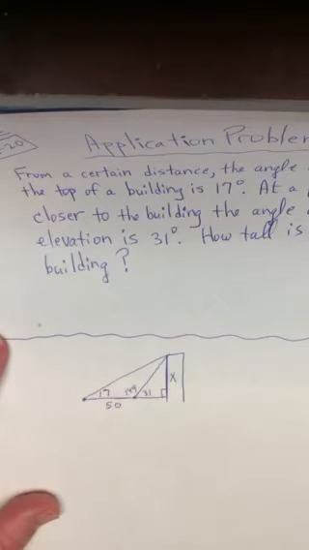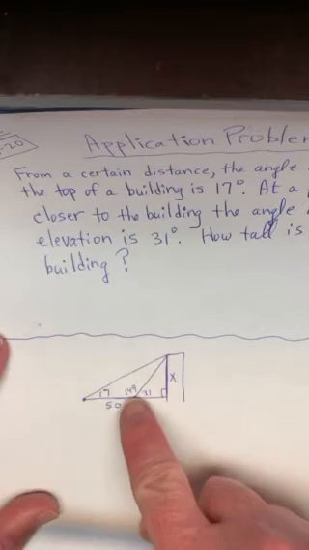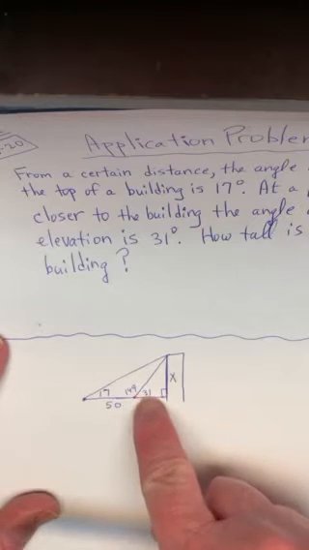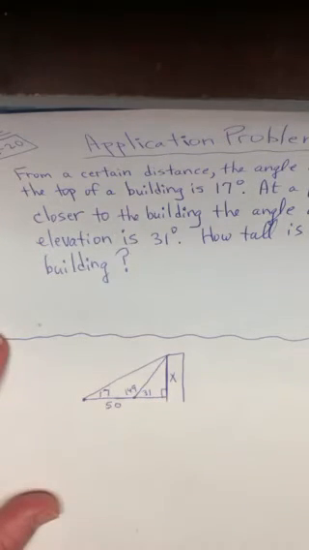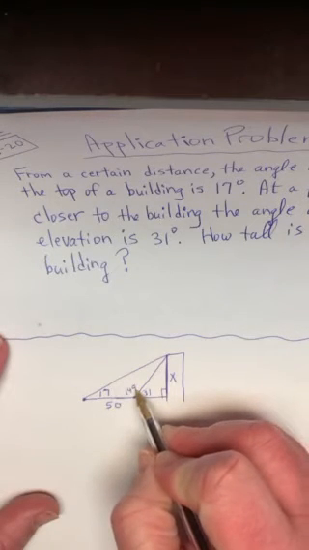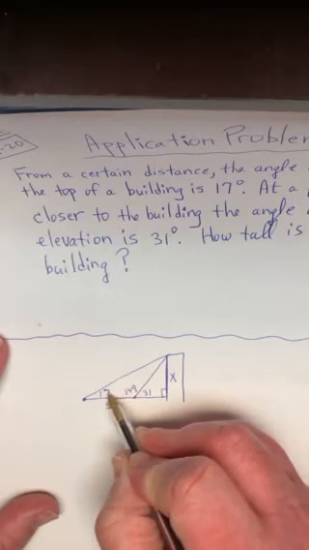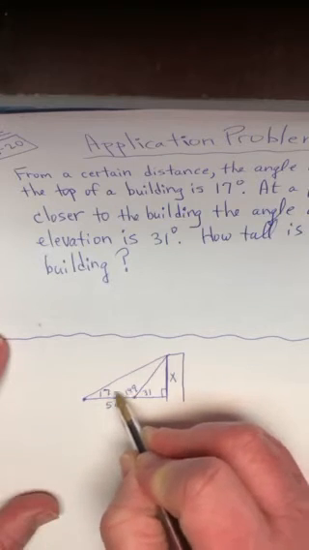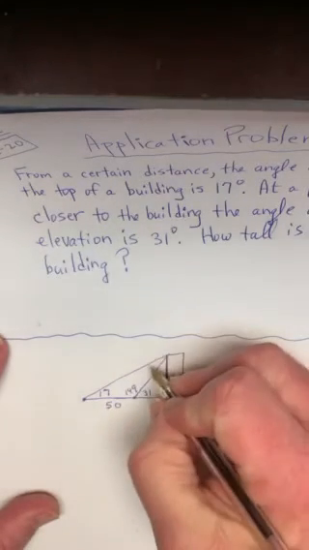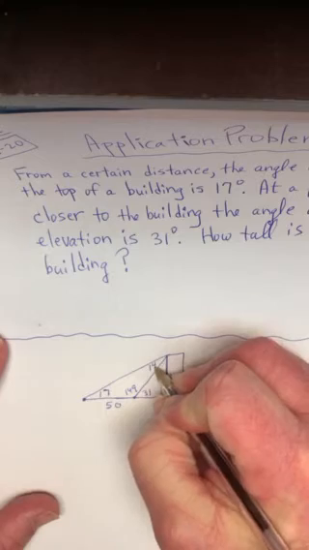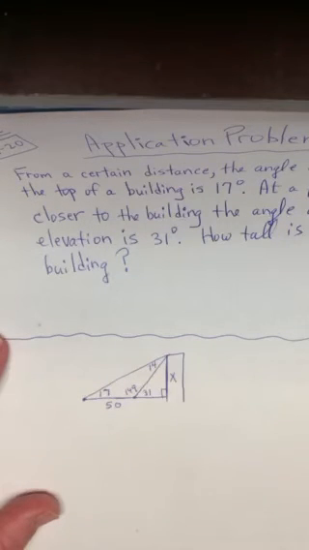149? Oh, that's right, because 149 plus 31 is a total of 180. All right. Now what can we do? Well, if that's 149 and that's 17, you agree if we add those two together, that'd be 166. And 180 minus 166 leaves us with 14 degrees right there.